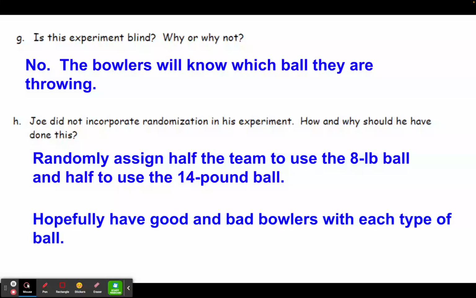Now, the reason he would want to do this is because hopefully if there are some good and bad bowlers on the team, they would get a mix of both types in each group. And so you'd have good and bad bowlers with the light ball and good and bad bowlers with the heavier ball. Therefore, it'd be easier to tell whether it was the ball that made the difference and not the bowling ability.